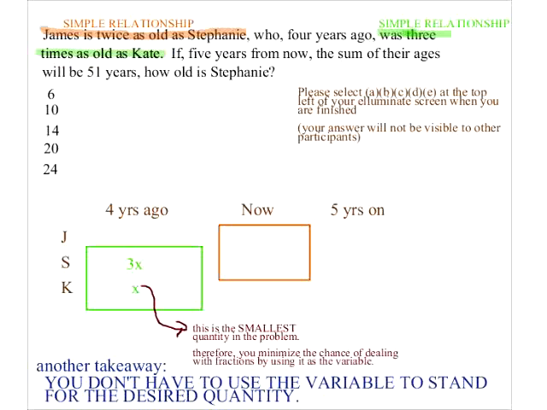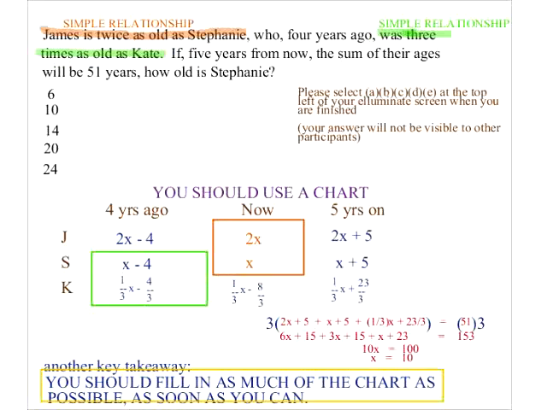And then, of course, in some problems, you won't even use a variable to stand for any of your quantities. Like, for instance, if you have a ratio problem, as we talked about before, your variable isn't any of the actual quantities. It's just a random multiplier. So then we can proceed through the chart as we talked about before. Remember our golden rule from the last slide. You should fill in as much of the chart as possible as soon as you can. That's this golden rule that's down here.